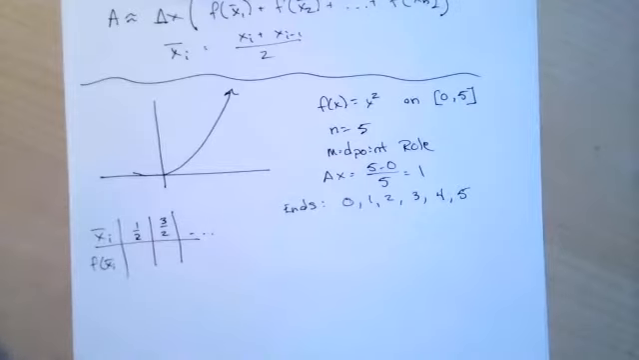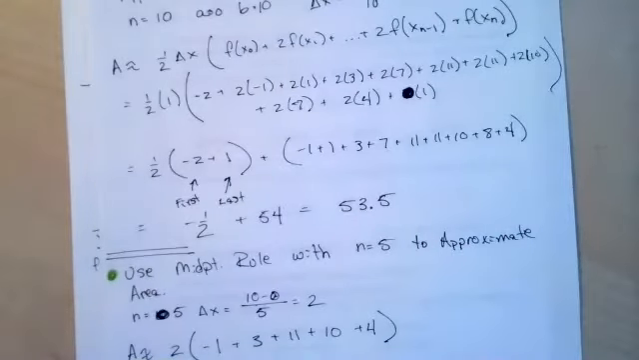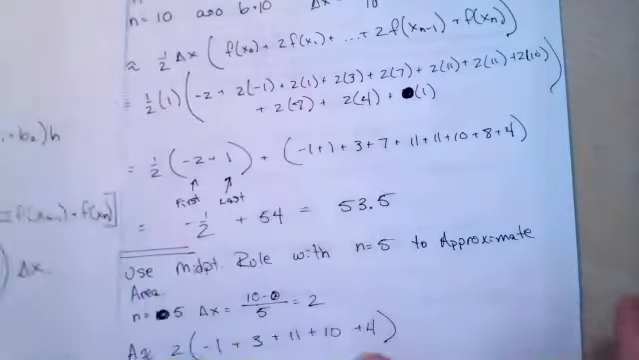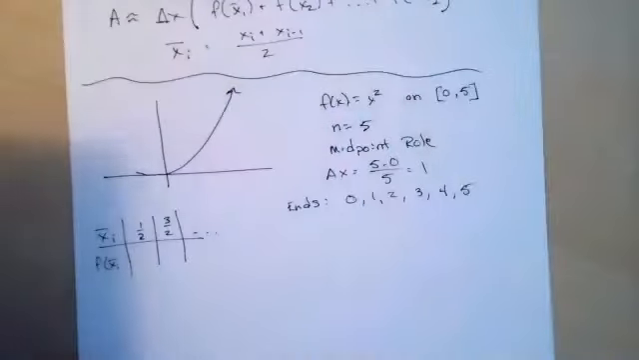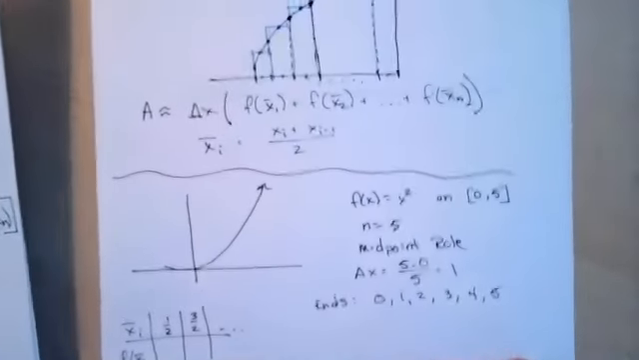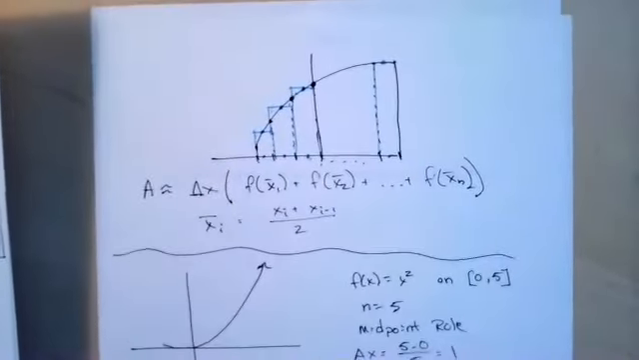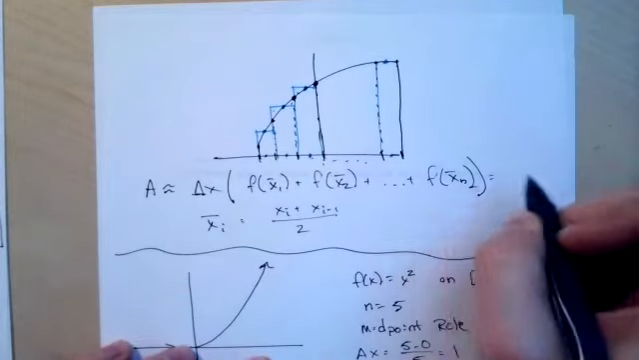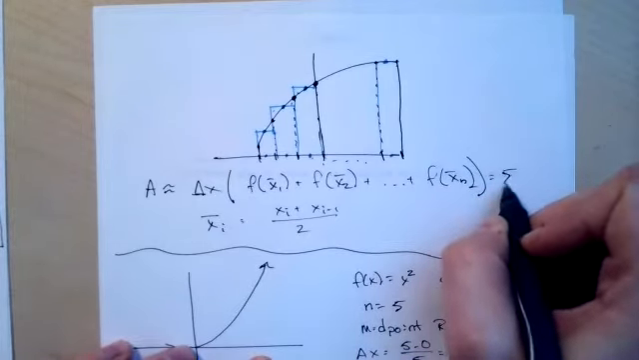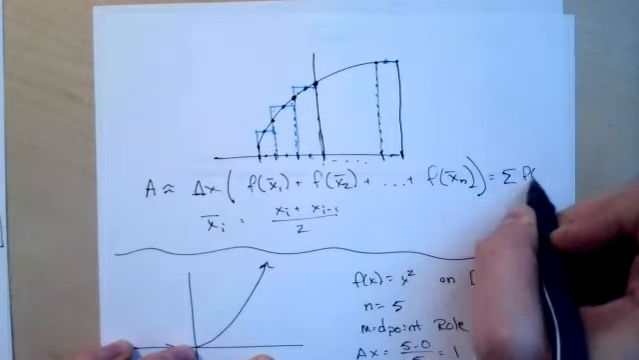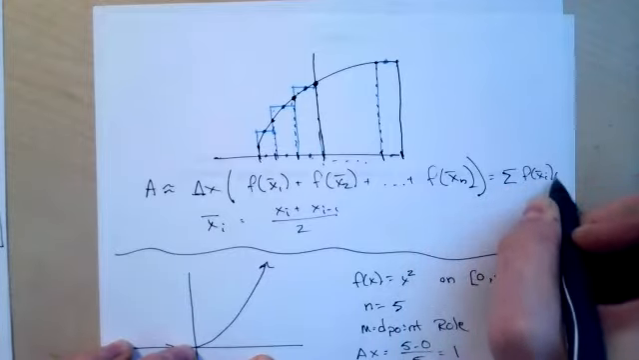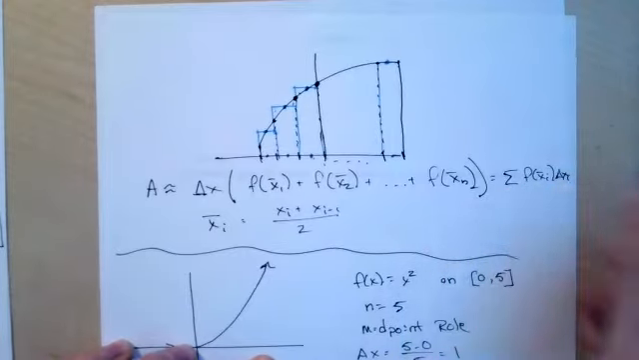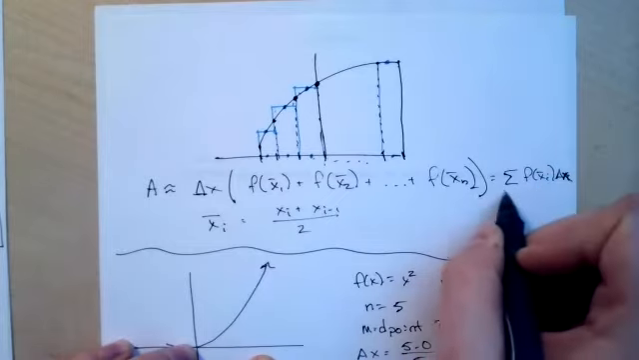Back to the formula page. We had requests. Let's go to the formula page for midpoints or trapezoid. So this is our midpoint formula. In summation notation, it's just f of xi bar times delta x, or just delta x since they're constant.